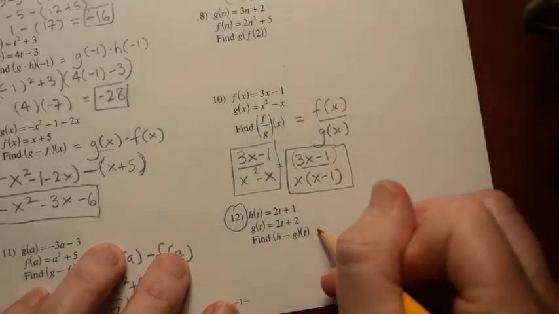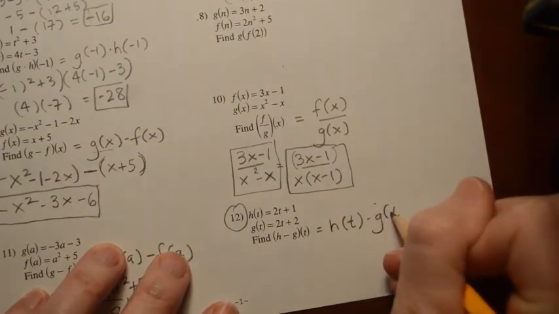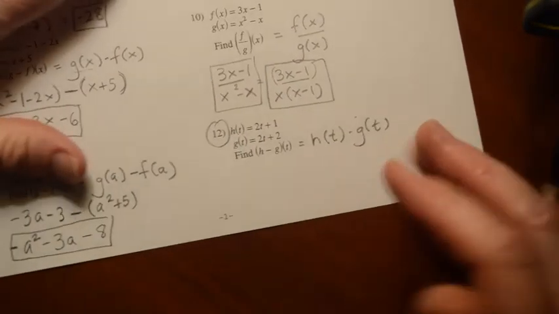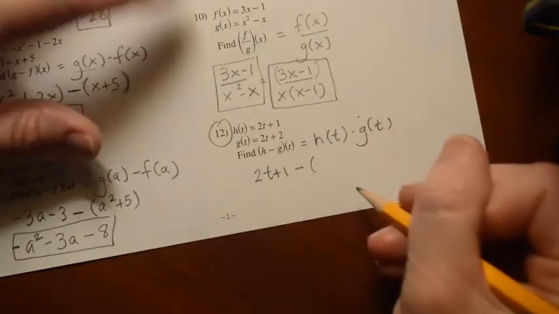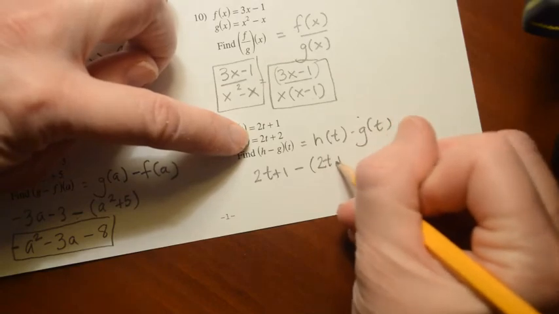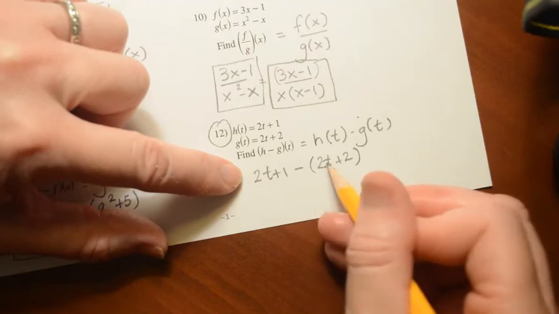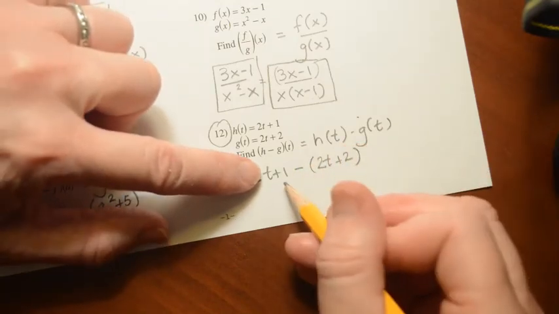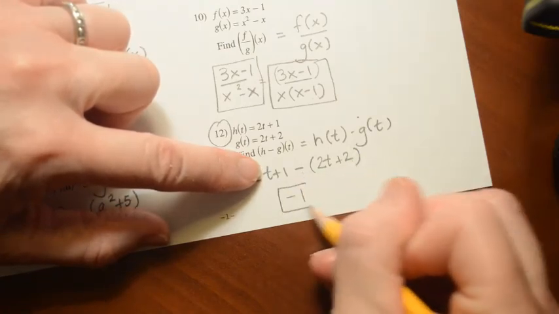All right, for 12, this is h of t minus g of t. I'll go through it quickly because hopefully you already have it worked out. H of t is 2t plus 1 minus, and again, I can't emphasize this enough, make sure you put that parentheses after the minus sign so that everything that follows it gets the minus. So this is 2t minus 2t, so that would just cancel out. All right, and then 1 minus 2 would give us negative 1.